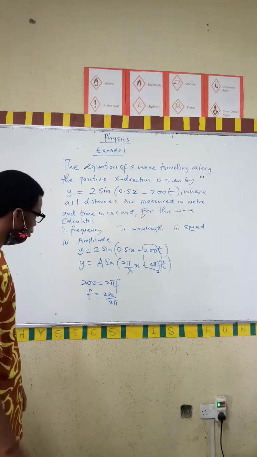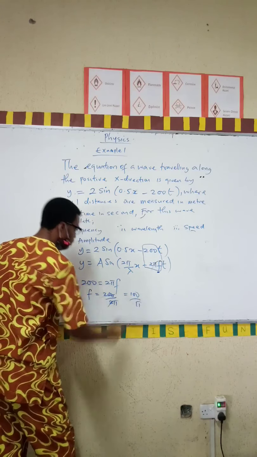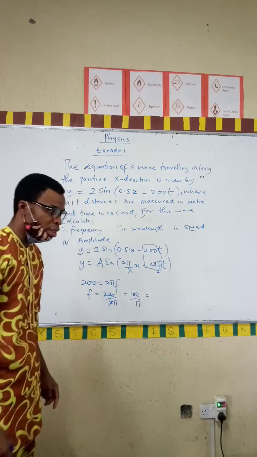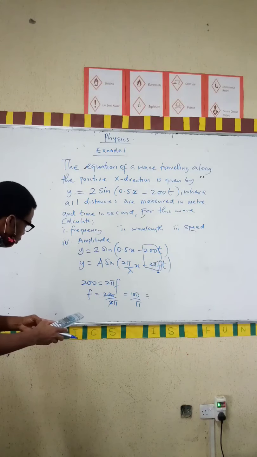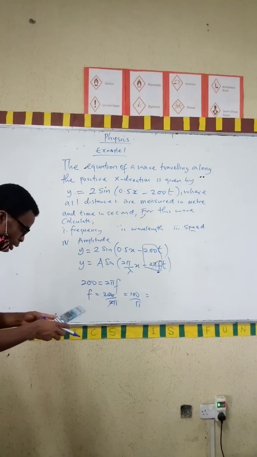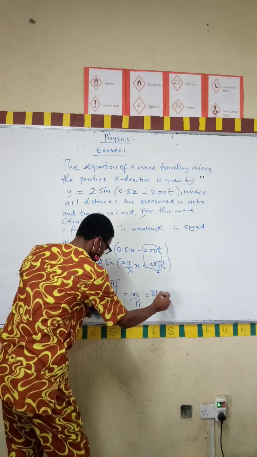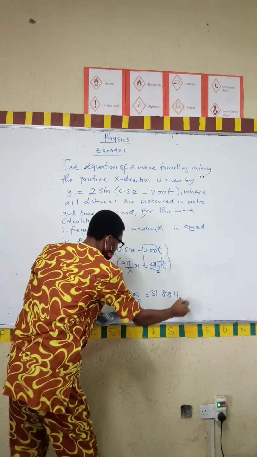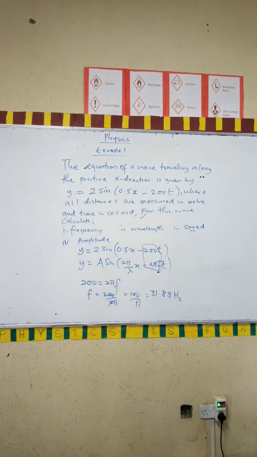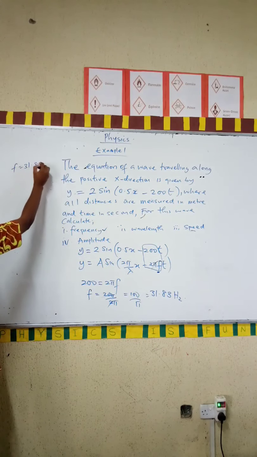And we have this 100 over pi, or you put it in decimal, where pi is 22 over 7 or 3.142. And if you do that, 100 divided by 3.142, I have 31.83 hertz. That is my frequency. So let me summarize that. F is 31.83 hertz.